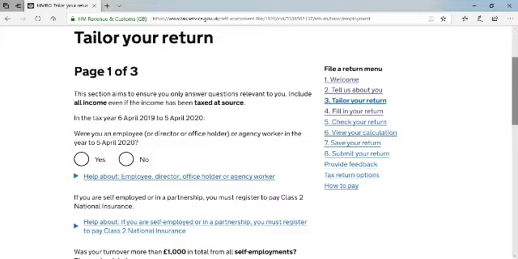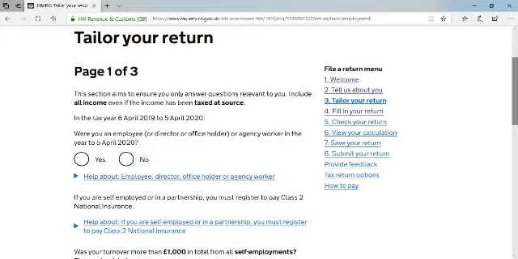Today, I'm going to show you how to submit your UK self-assessment if you are a contractor or freelancer, and I'll aim to do that within 30 minutes. It really isn't a difficult process. For most individuals, they tend to have a very simple setup.